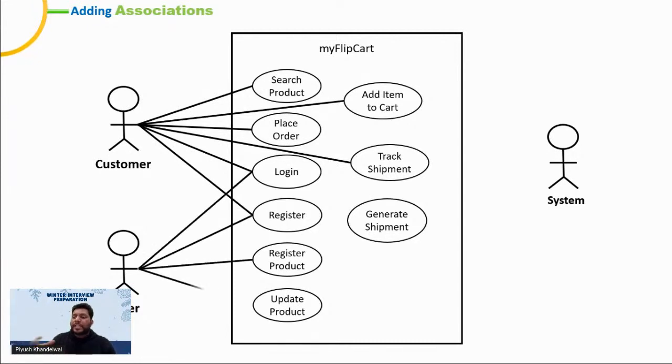After that, we have sellers, right? Sellers can log in, register, like they can do. They can register their products, they can update their products. तो हमने उसको भी associate कर दिया sellers के साथ. And system will generate shipments. तो system is associated with generate shipment use case. तो हमने क्या किया, सारे यूज केसेस निकाले। यूज केसेस निकालने के बाद कस्टमर, सेलर और सिस्टम जो एक्टर्स थे वो किस किस यूज केस के साथ एसोसिएट कर रहे थे, we have done this thing.